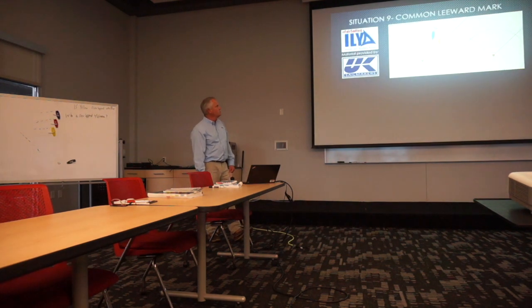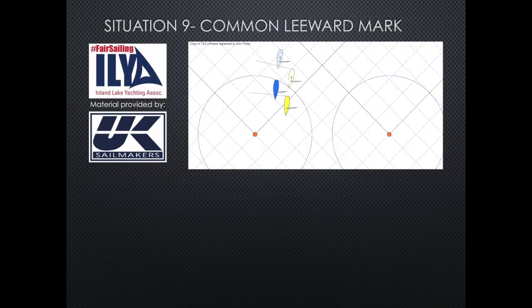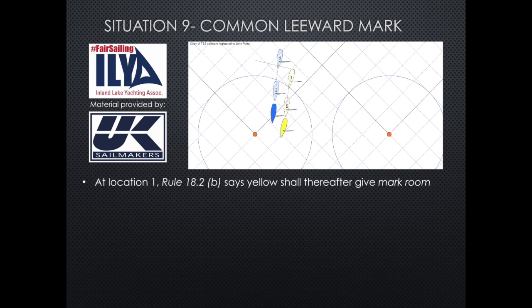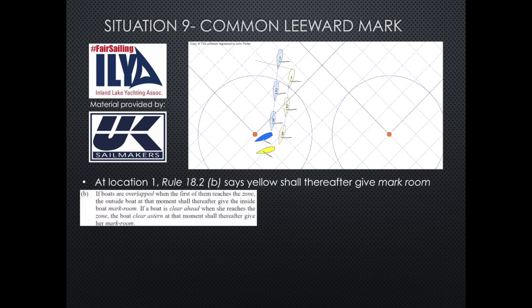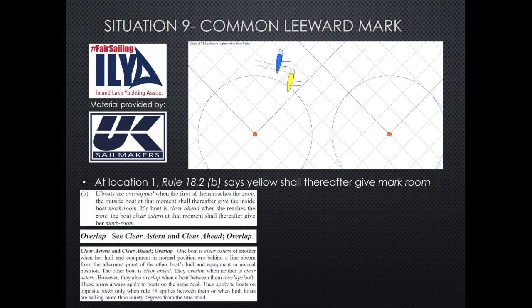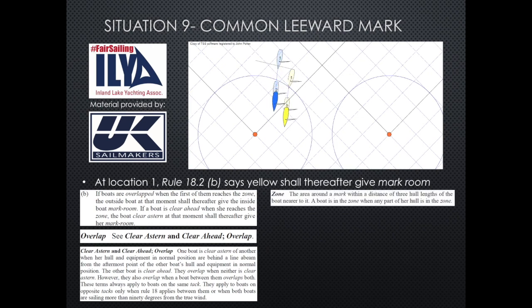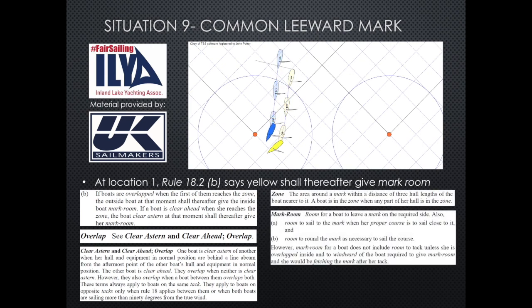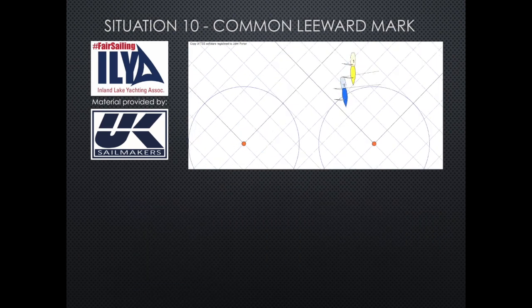So let's take a look at some scenarios here. Here's a common leeward mark, blue and yellow. And this is how it is supposed to work. Right? Blue has room. When yellow hits the zone, they're overlapped. Yellow gives blue room, and at that point, off they go upwind. So this is, if it were only always so clean, right? But this is what right looks like. It's always that way on NAG. So always that way on NAG. That's good to hear.